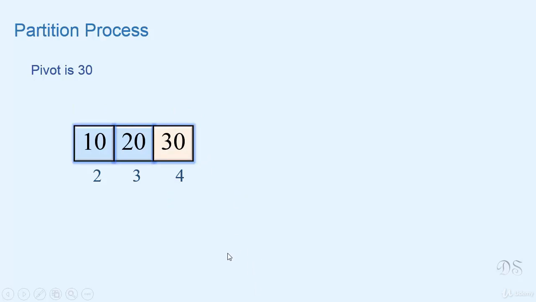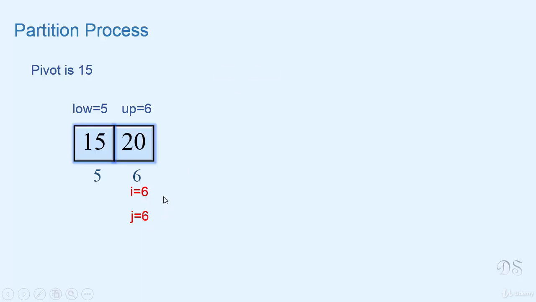Now let's take another example. Now in this example, low is 5 and up is 6. Pivot is 15. i is initialized with low plus 1, so i is 6. j is initialized with up, so j is also 6. Now we look at i. A[i] is greater than pivot, so i is not moved. Now A[j] is greater than pivot, so j is moved. Now A[j] is equal to pivot, so j is stopped. Now both i and j have stopped and i is not less than j. So we have found the proper place for pivot, which is given by j, and it is 5. So now pivot is at its proper position.